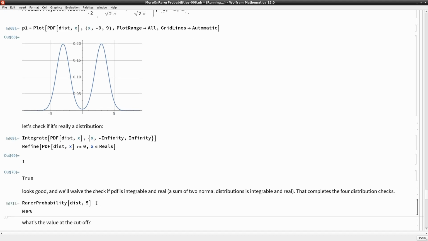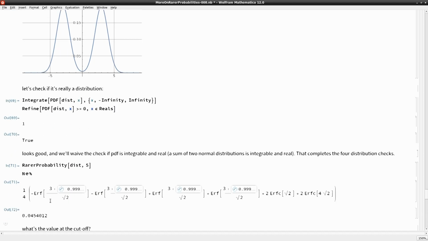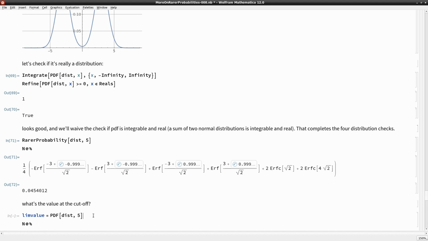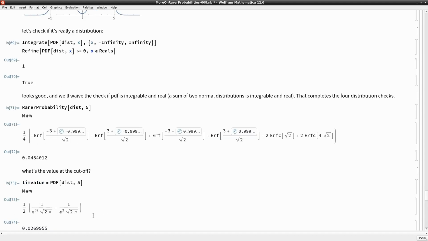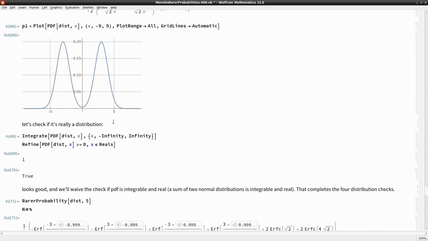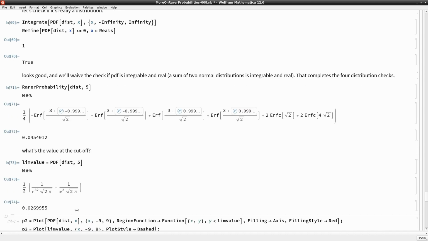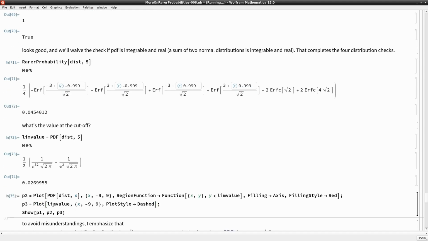So let's compute a rarer probability for 5. I'm just picking the number 5 here. Okay, we're getting a number. And what's the value of that PDF at the number 5? Okay, that's another number that I will be using in a moment. And we store it away in limValue. Okay, and now let's plot the whole thing.